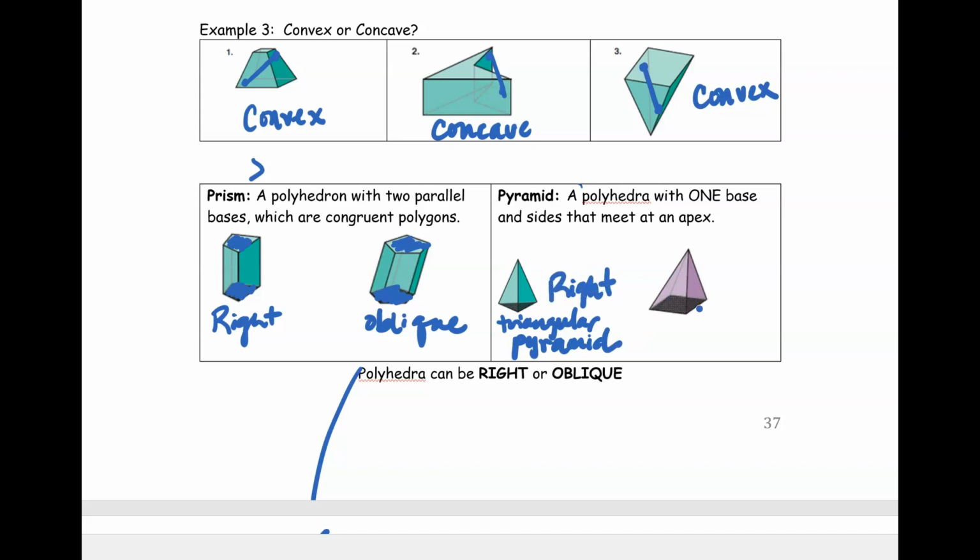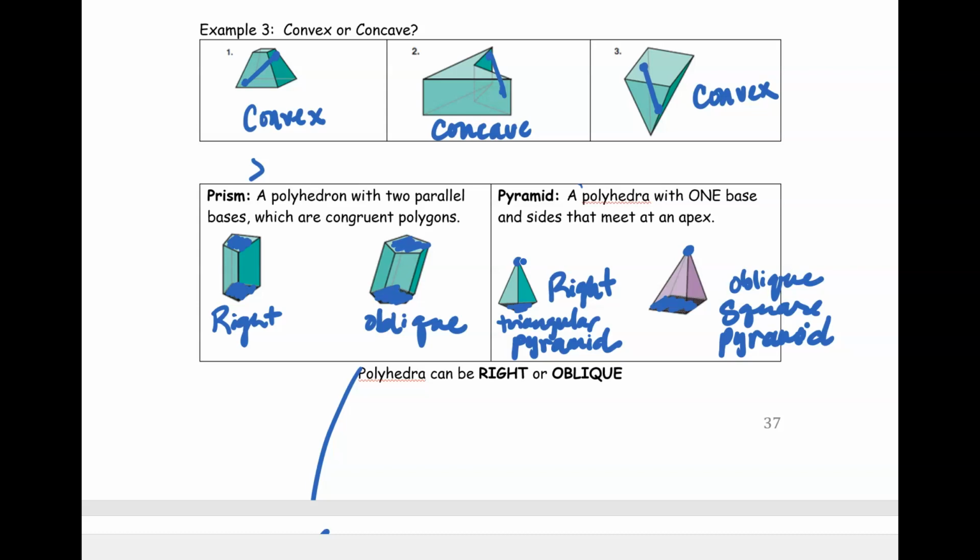This is what we call, it looks like a square. We could call it a rectangular pyramid if we weren't sure if the base is a square. So we would call this an oblique, because it's tilted, square pyramid. So as long as there's one base, and they all go up to a point, which we call an apex, then we call that a pyramid.